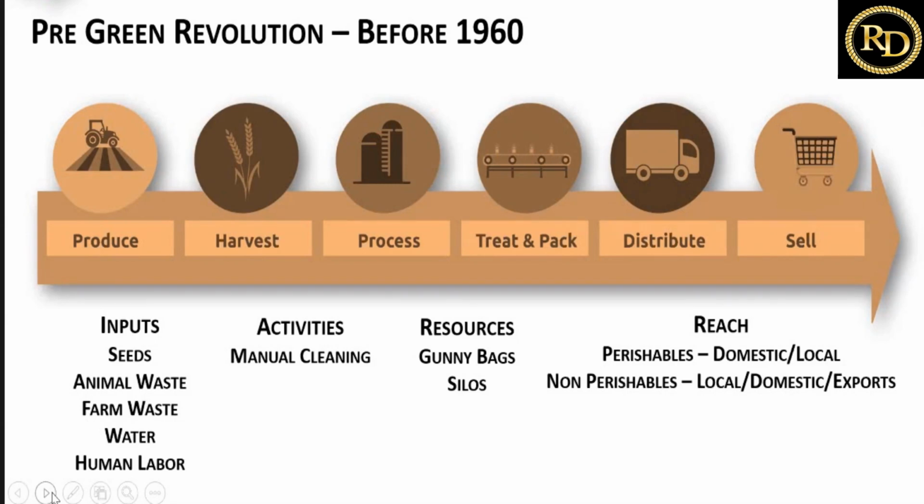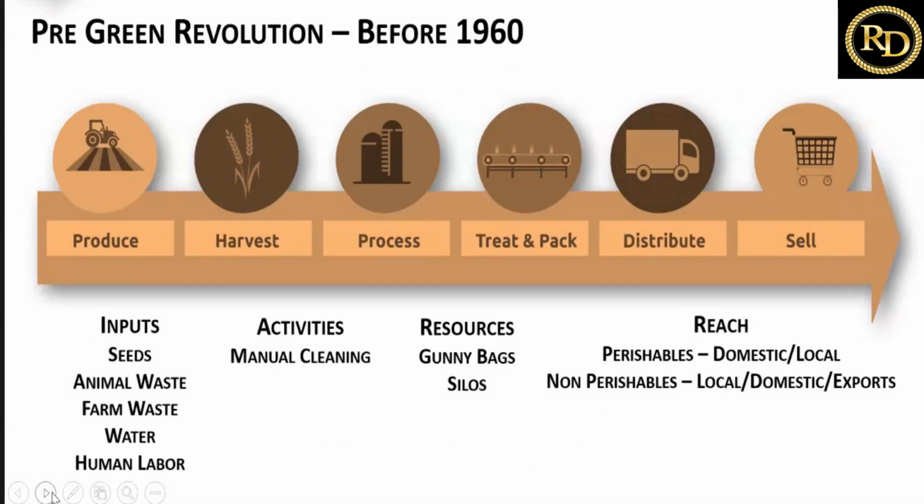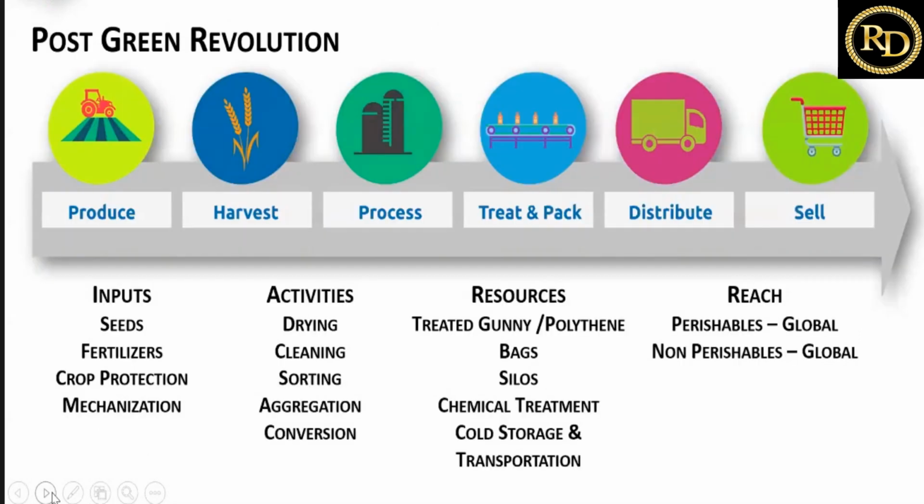But even while doing all those things in the 1960s, reach was limited. When we talk about perishables, they were consumed domestically within the region. The local consumption was there, and transportation was not beyond 100 to 200 kilometers. For non-perishables, the markets were local, domestic, and exports. India used to import a lot of product all the way from the US, specifically grains. But at that time, shipping took a long time, and there was a lot of food wastage happening in transit itself.